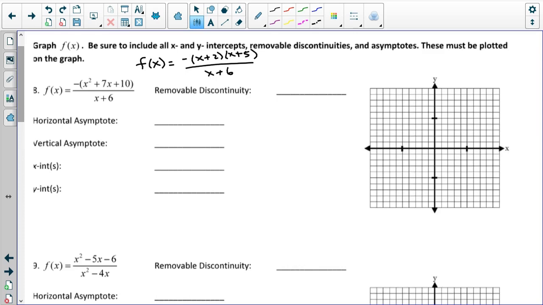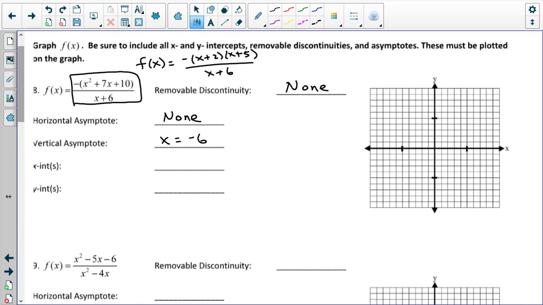So if I look at this, there are no removable discontinuities. I have one vertical asymptote at x equals negative 6, and the horizontal asymptote is going to be none. There's going to be no horizontal asymptote because the power on the top is bigger than the power on the bottom. But if I want to figure out what this graph actually looks like, the graph actually looks like whatever happens when I divide these two things out.